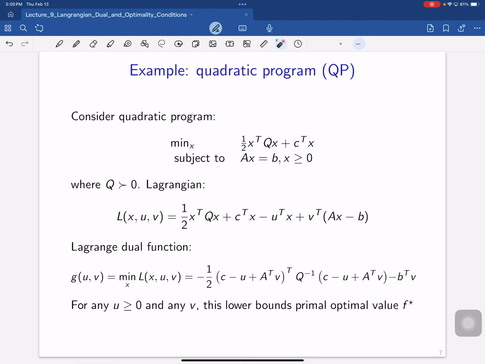Okay, so let's consider a problem that is slightly more complicated than linear programs, which is a quadratic program, x transpose Qx plus c transpose x. And Q is positive definite, so it is a strongly convex quadratic problem. The constraints are all linear. This is a standard form of a linear program.